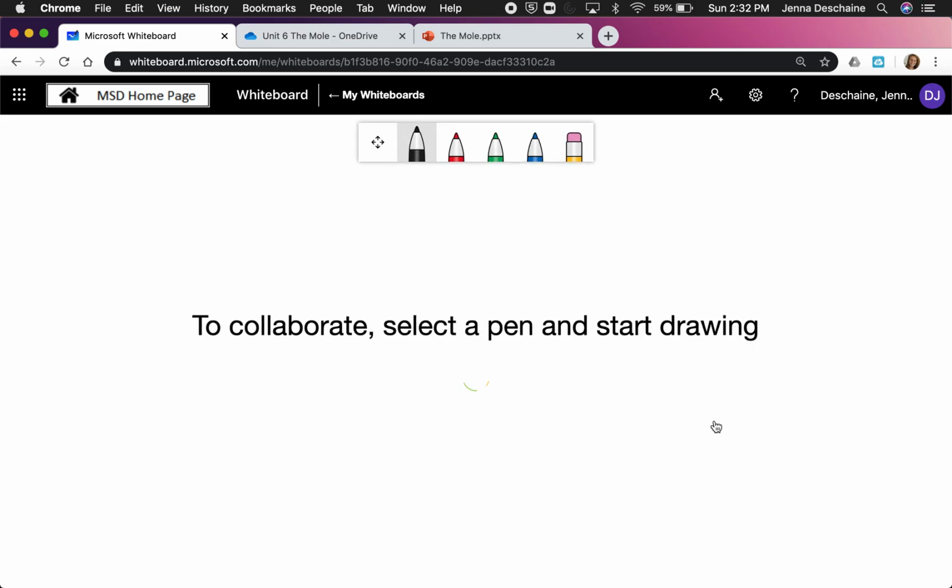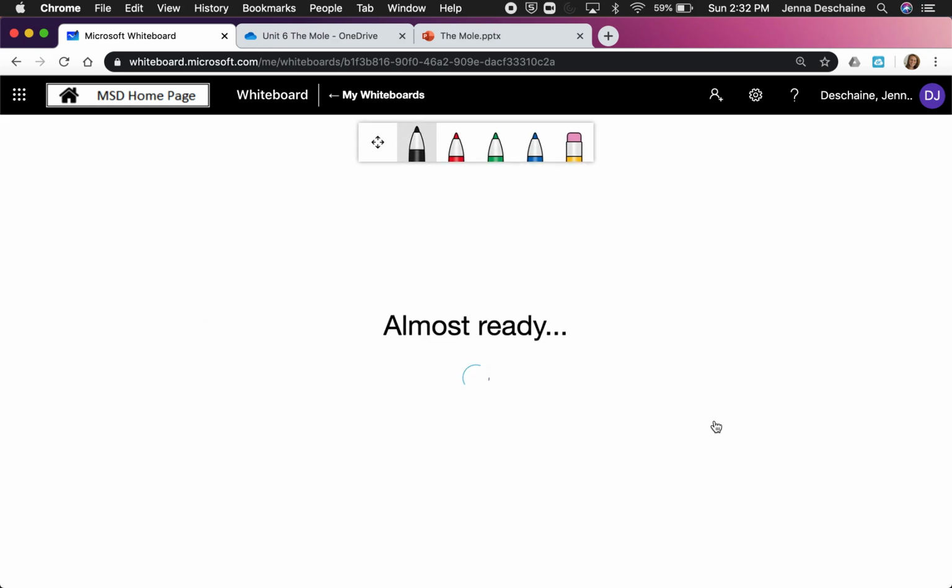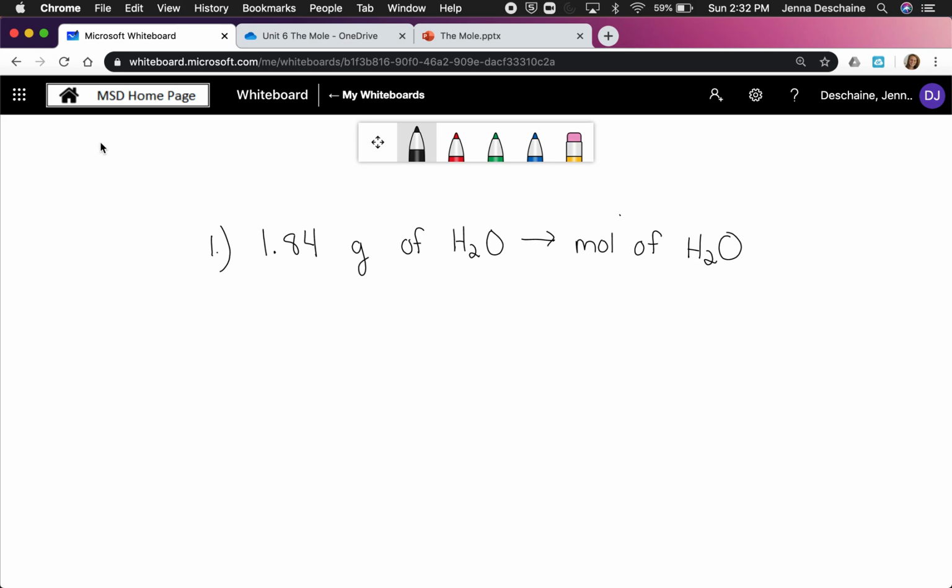All right. So this first problem is converting 1.84 grams of water into moles of water. Right off the bat, I can see that what is given to me is 1.84 grams of water, and what I need to find is how many moles of water.